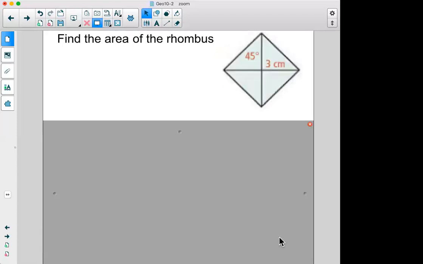Pause, find the area, and then press play for the solution.